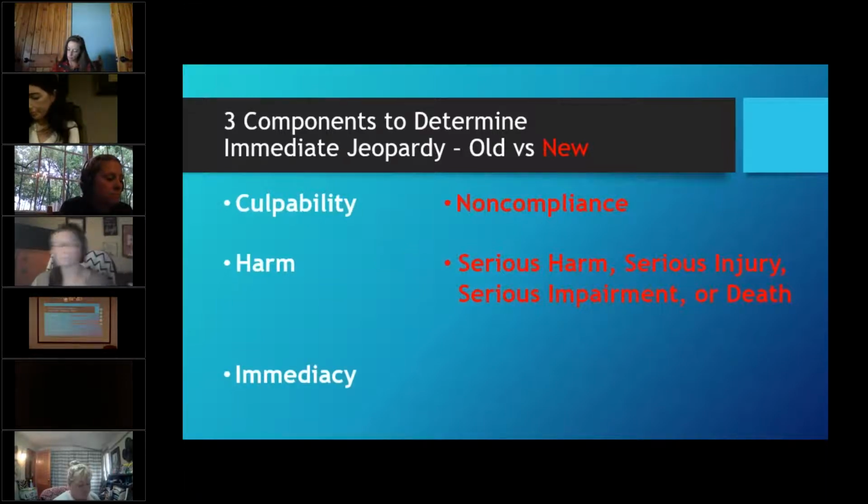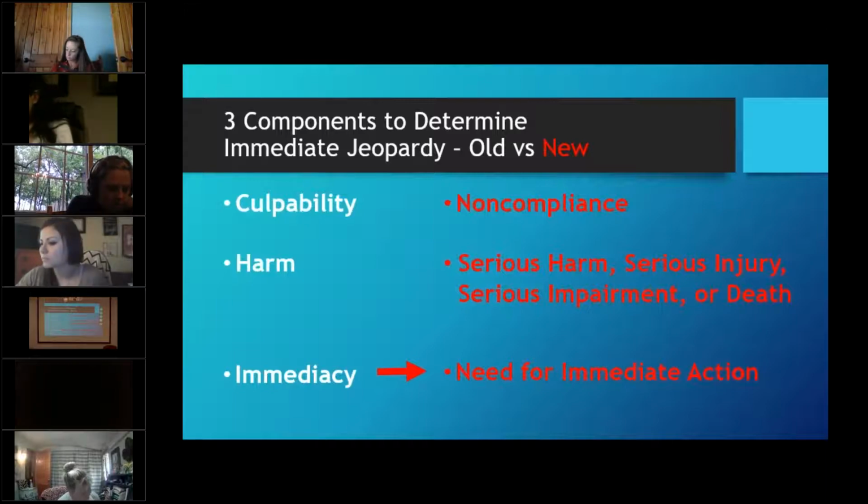Immediacy. Need for immediate action. So we used to look, the surveyors used to look for culpability, harm, and immediacy. Now they're out, if they see something, they're judging it with these areas: non-compliant, serious harm, serious injury, or serious impairment or death. And that's either suffered or is likely to suffer, so please remember that.